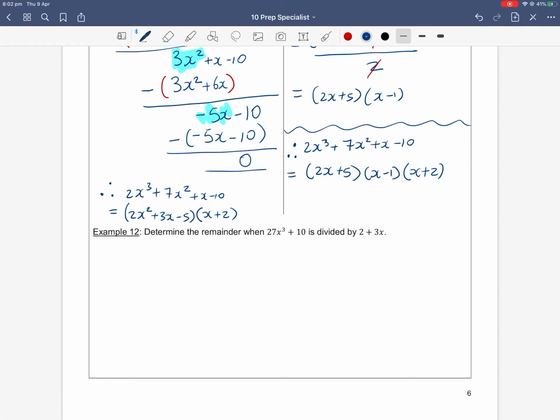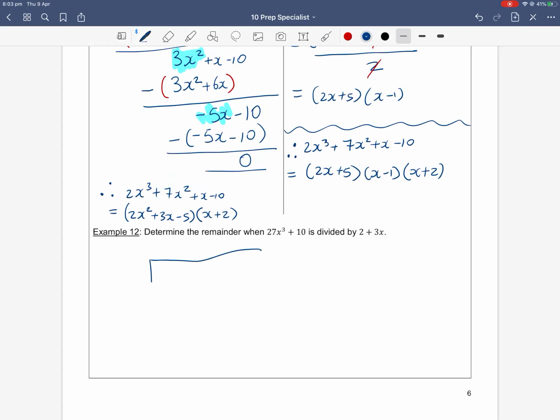So we're going to finish off today's lesson with example 12, which says: determine the remainder when 27x cubed plus 10 is divided by 2 plus 3x. So we are going to use the long division algorithm. So 27x cubed plus 10 will be our dividend that goes inside the division symbol, while the 2 plus 3x is the divisor, which goes outside the division symbol.